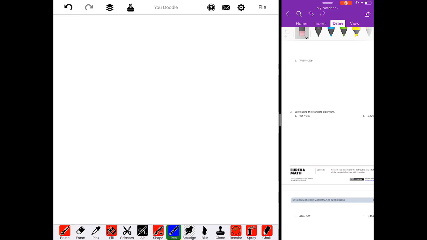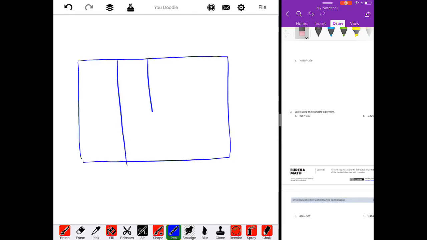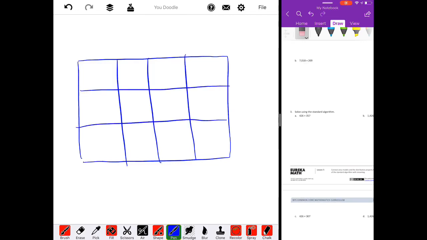Part B, 7,018 times 209. So it's a 4-digit by 3-digit, so I'm going to make a 4 by 3 rectangle. And we have 7,018, so 7,000 plus nothing in the hundreds place, plus 10, plus 8. So 200, nothing in the tens place, and 9. All right, 7,000 times 200 equals 14 with 5 zeros. So 1,400,000. 200 times 0 equals 0.